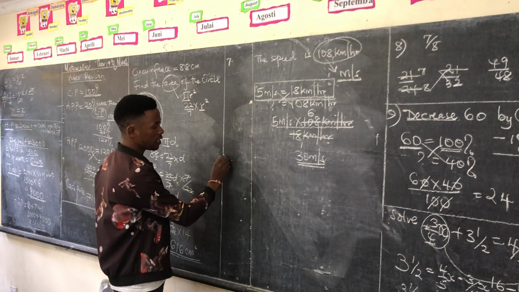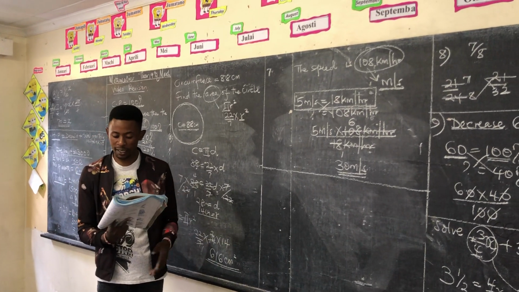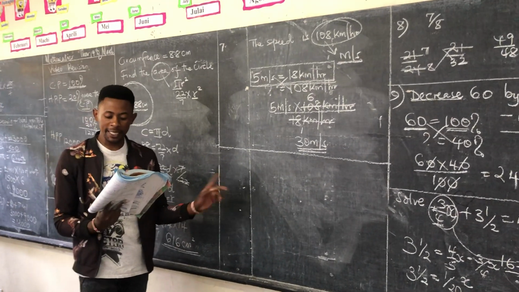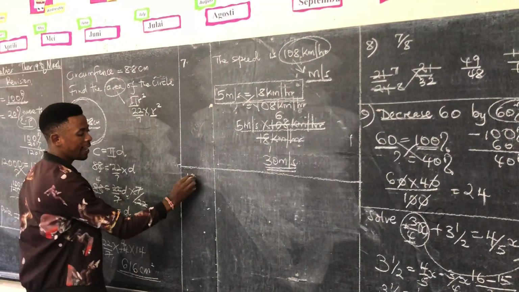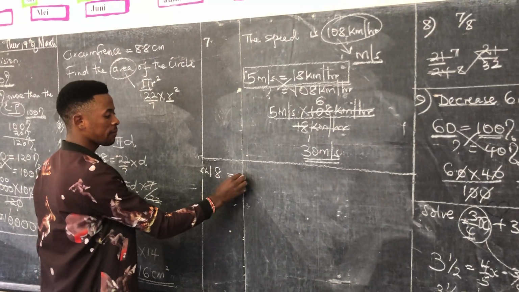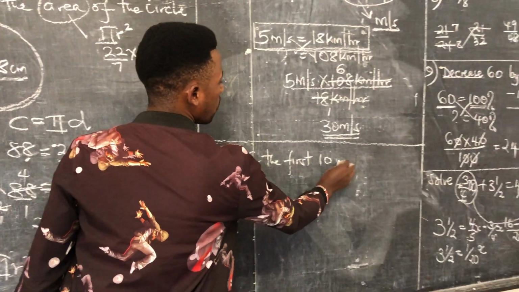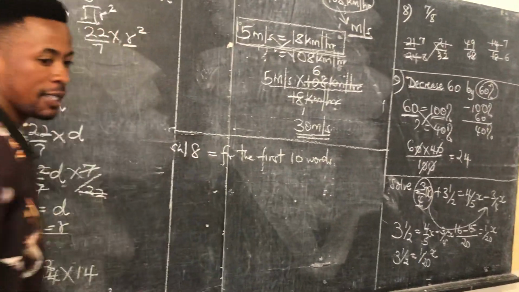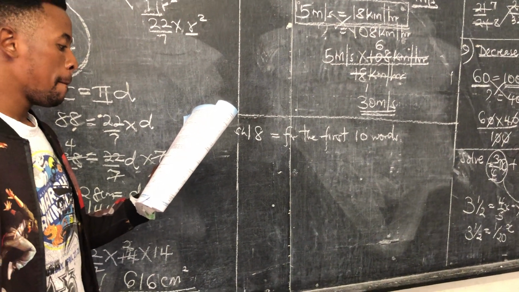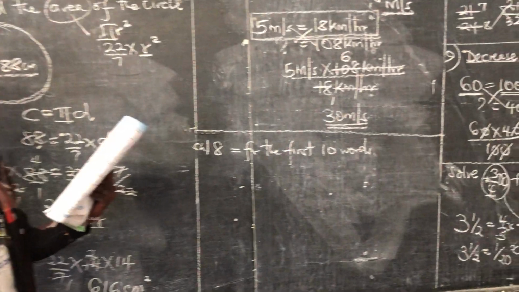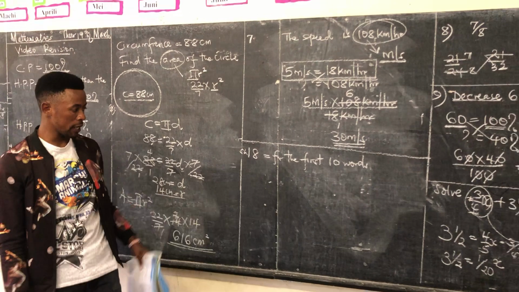Number 14 was a challenge to so many of us. It's also a question that I saw people fixing the answers, but let's go through it. The charges of sending a telegram are 18 shillings for the first 10 words. Then you're told that any word after 10 words, or part thereof, is charged 70 cents per word.